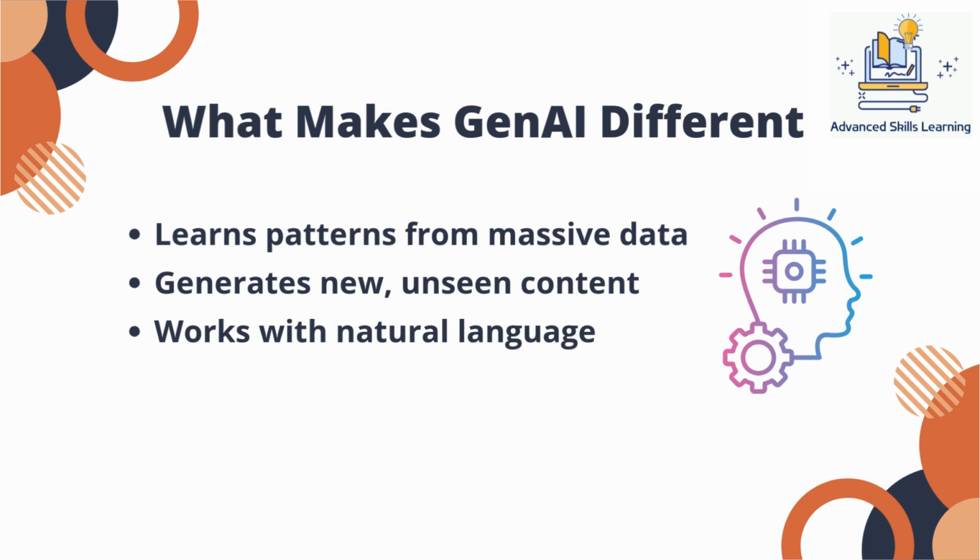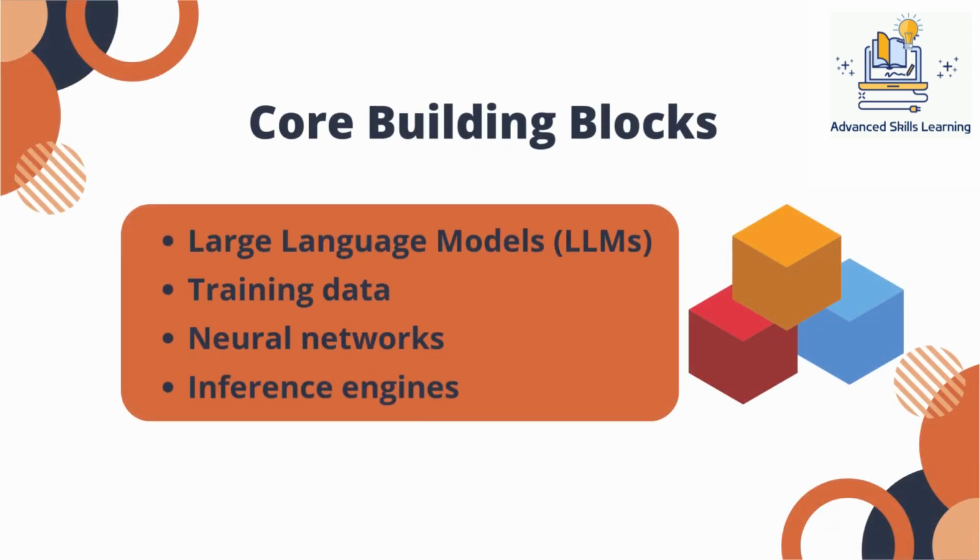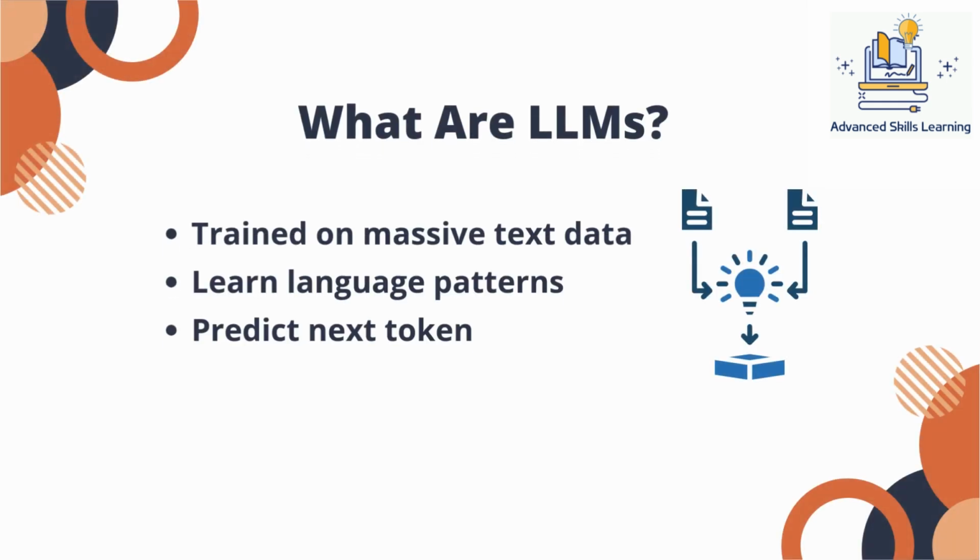At the heart of most GenAI systems are large language models, commonly known as LLMs. These models are trained on massive volumes of text data, allowing them to learn the structure, patterns, and relationships within language. Rather than memorizing facts, LLMs learn how language works statistically and generate responses by predicting the next token based on context. This is why they can adapt to many different tasks without being explicitly programmed for each one.